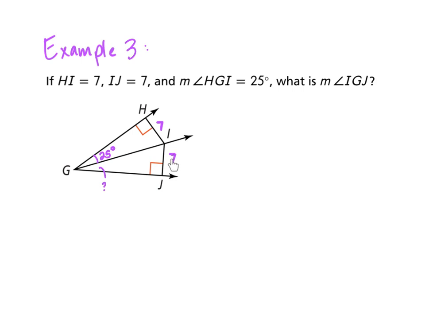And so what we learned in the last video we did is that if I is equidistant from the two sides of angle HGJ, which it is, then it must be on that angle's bisector. So angle HGJ is getting bisected by this ray GI. Now up here we have 25 degrees for one part of that angle. That means this part down here must also be 25 degrees.